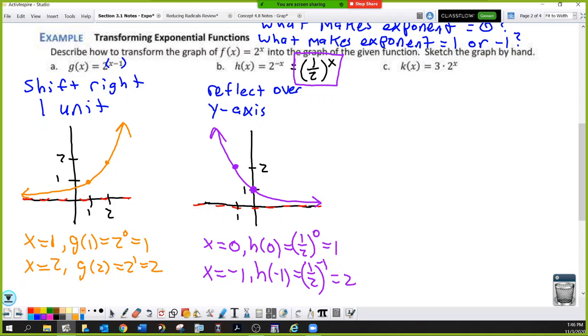And the last one. We're taking our 2 to the x and we're slapping a 3 on the front of it. What kind of transformation is that? Yeah, vertical stretch. Factor 3.